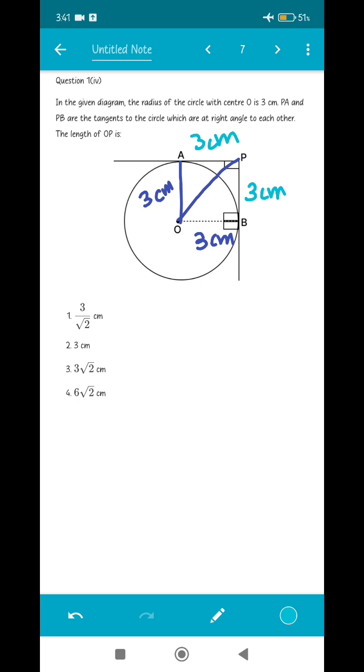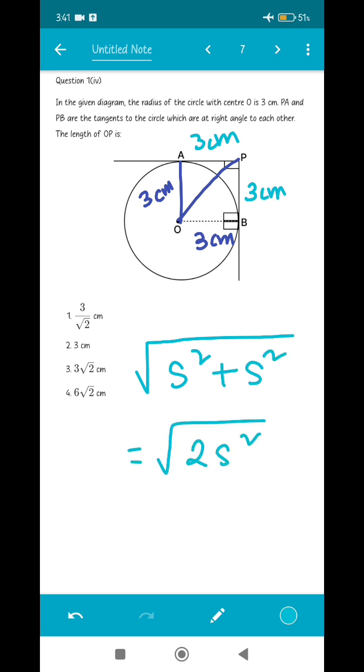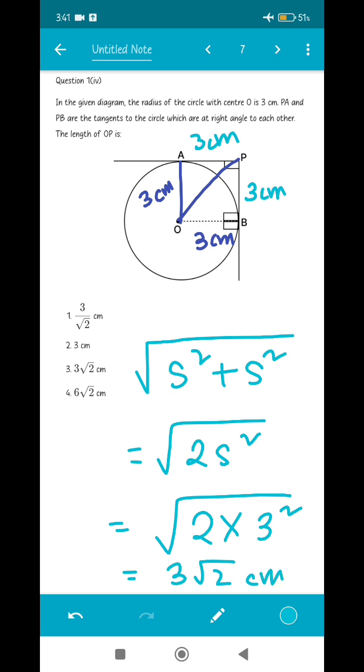Our question is we have to find the value of OP. So OP is basically the diagonal of the square, and in order to find out the diagonal of the square, we know that the formula is square root of side square plus side square, or you can also say square root of 2 side square. So square root of 2 into the side, which is 3, so 3 root 2 centimeter is the correct answer. The value of OP is 3 root 2 centimeter.